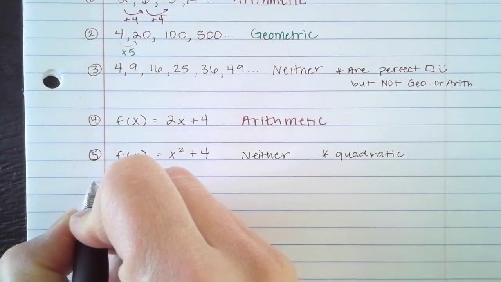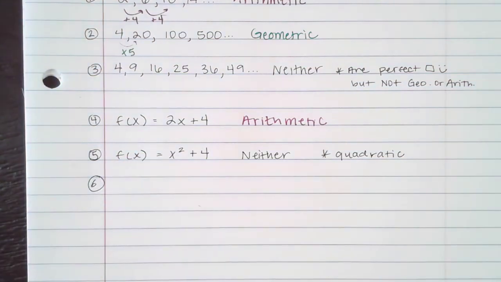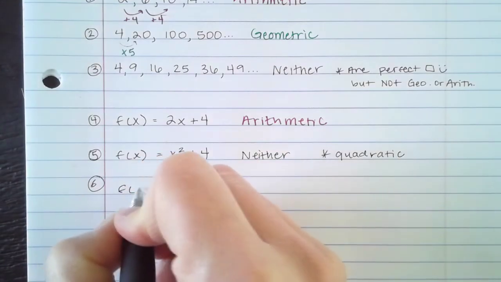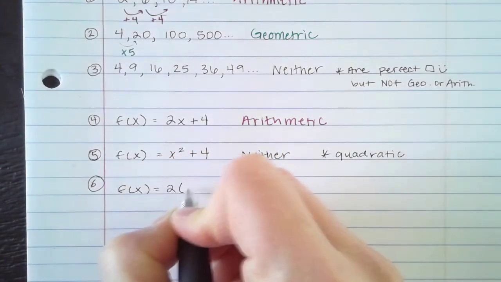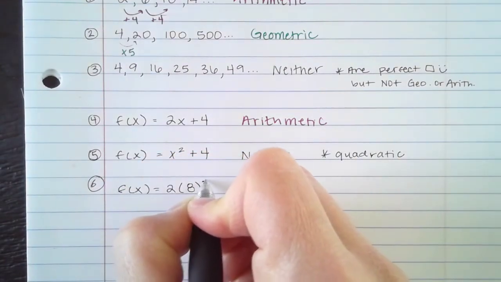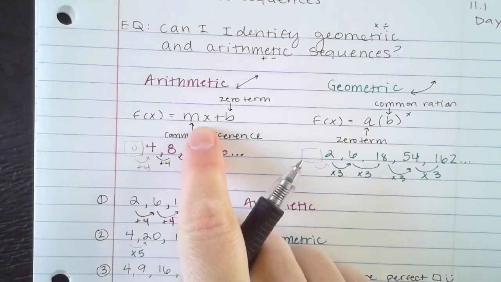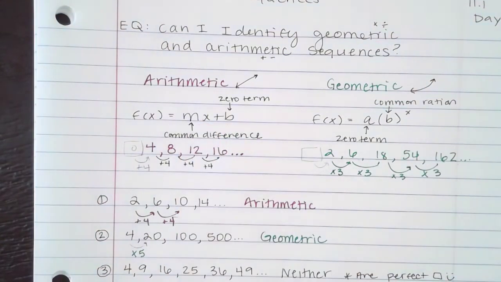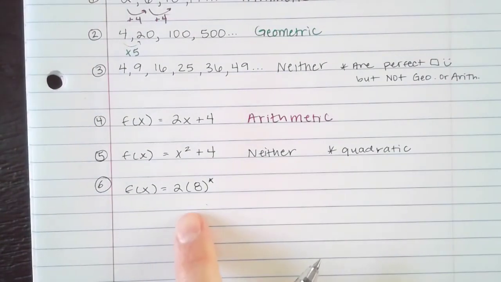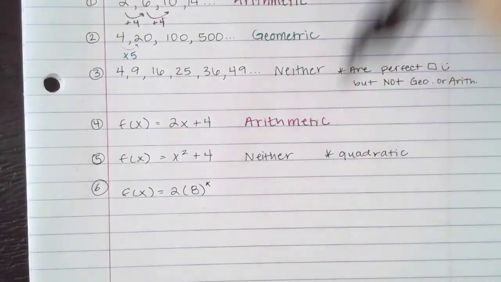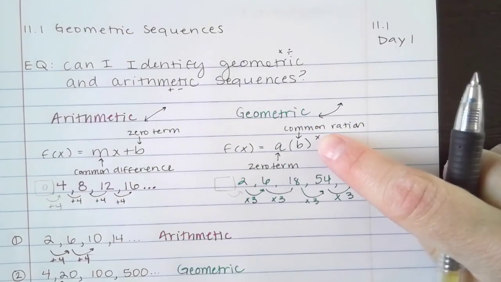Let's look at one more. How about this? Firstly, not arithmetic. Arithmetic has a plain x, not an exponent for the x. Let's look at this. There is an x in the exponent, so I know I'm getting closer to geometric.